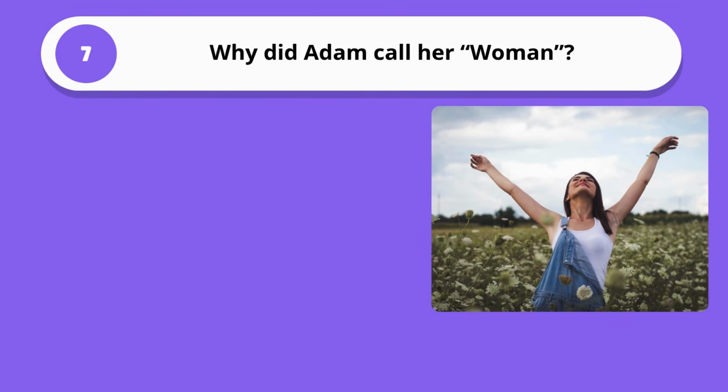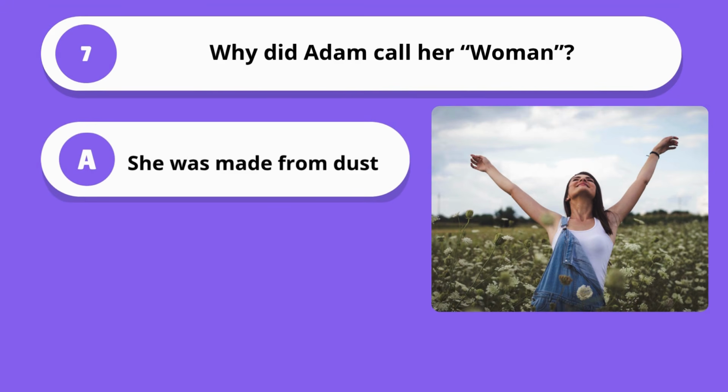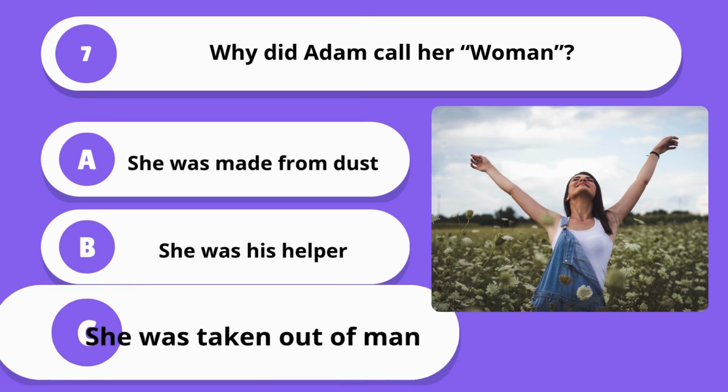Why did Adam call her woman? A. She was made from dust. B. She was his helper. C. She was taken out of man.